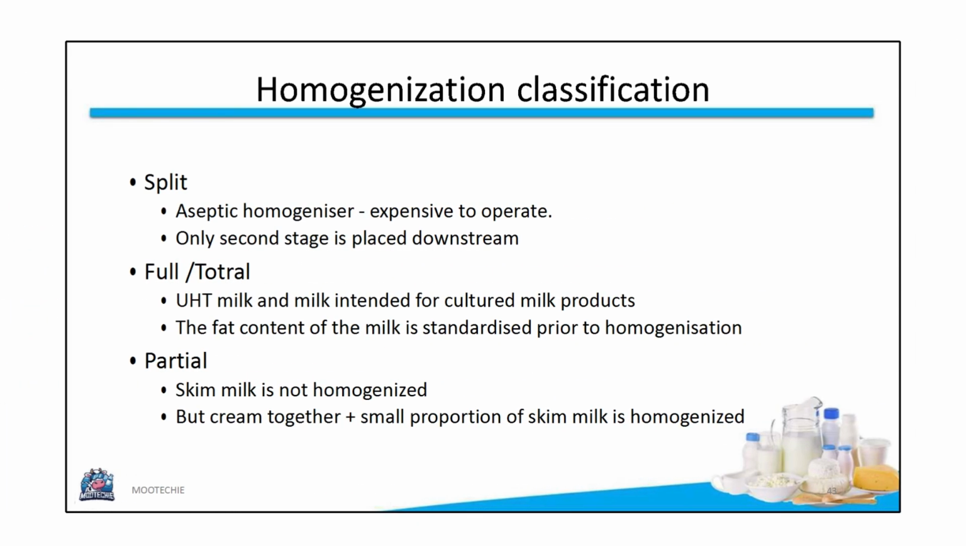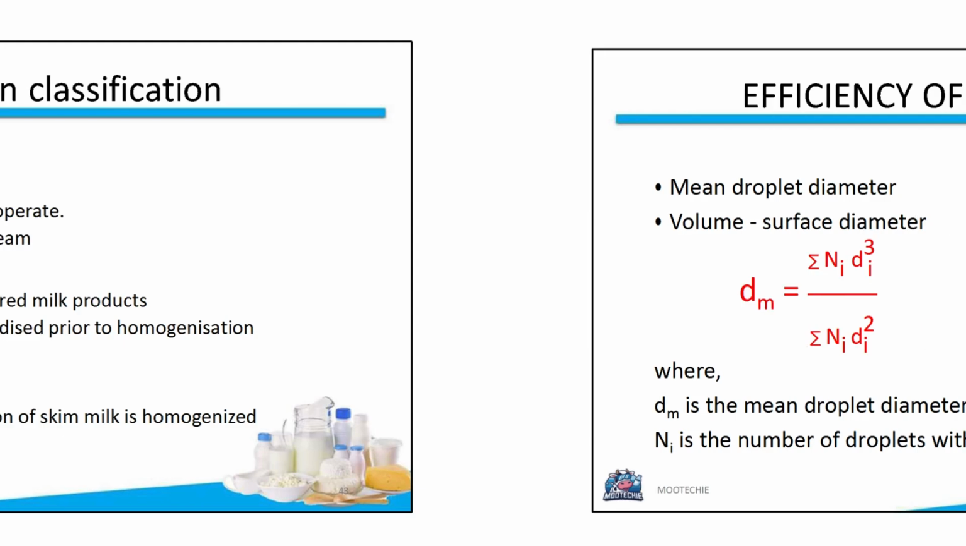Homogenization can also be classified by how it's applied in a process. In a split system, only the second stage is placed downstream of the sterilizer, which is less expensive to operate. In a full or total homogenization system, used for UHT milk and cultured products, all the milk is homogenized after standardization. In partial homogenization, skim milk is not homogenized. Instead, cream together with a small proportion of skim milk is homogenized.